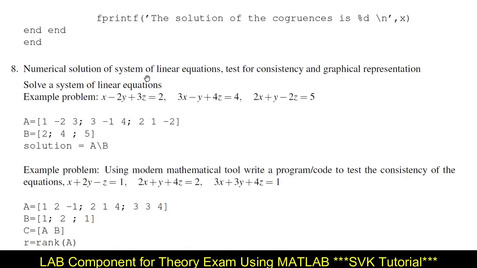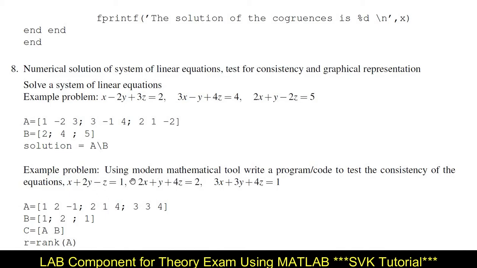Also, I am coming with the solution for linear algebra. So I have considered the system of equations here. So I need to solve the system of equations. So just incorporate this system of equations in matrix form. Then go with the solution as A divides B. So you're going to get the solution for the given system of equations.